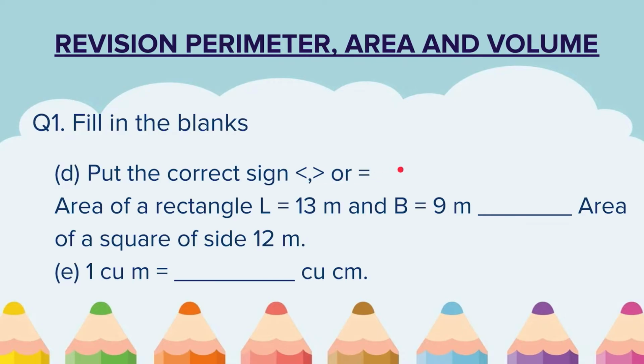Then E part, 1 cubic meter is equal to dash cubic centimeter. Here you have to convert cubic meter into cubic centimeter. Remember, 1 meter is equal to 100 centimeters. So 1 cubic meter has 3 meters inside it. So you have to convert all the 3 meters into centimeter. I have given you a good enough hint. I am sure you will be able to do it.